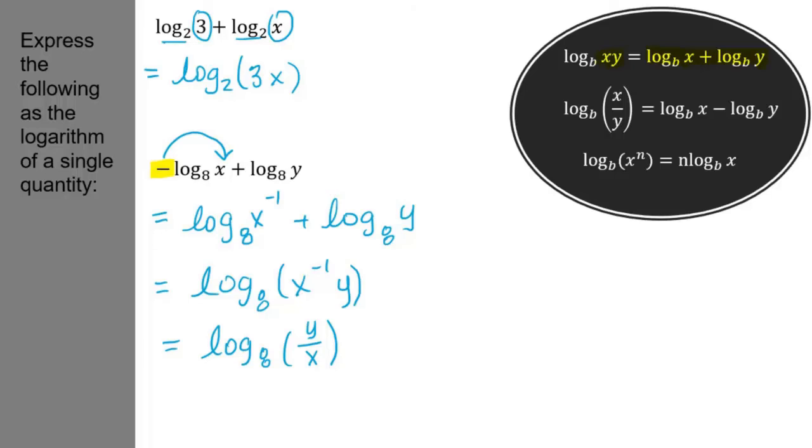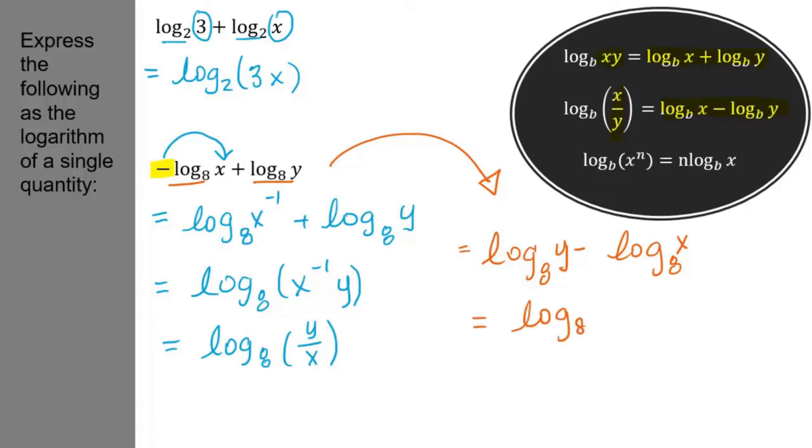An alternate approach to this problem would be to recognize that I can simply rewrite the original as the logarithm of y to the base 8 minus the logarithm of x to the base 8. I can simply take the 2 terms in the original problem and reorder them. Now instead of having a sum of logs, I'm looking at a difference of logs. So this tells me I'll end up with a quotient once I write them as the logarithm of a single quantity. So we have the logarithm to the base 8 of y over x.